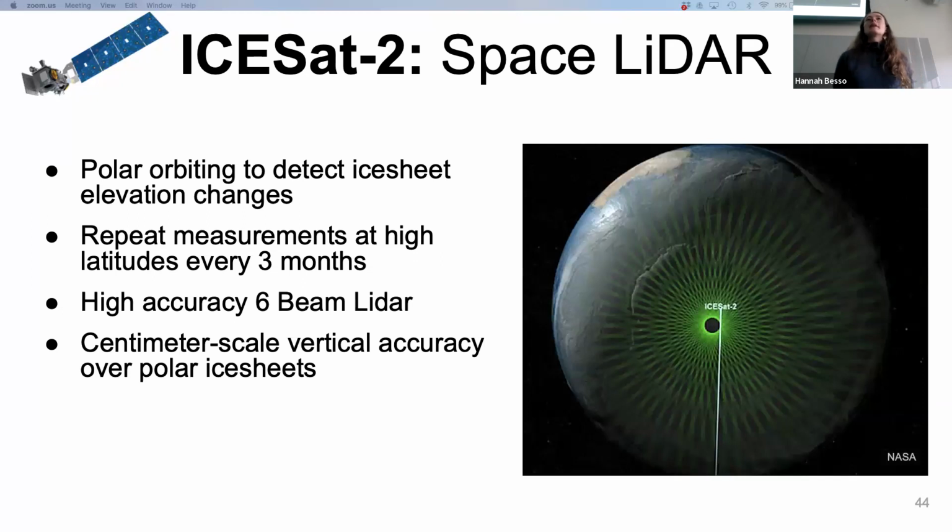And I want to highlight here, this is looking at the pole of the Earth. We get much greater spatial coverage at the poles because of that polar orbiting of ICESat-2. And as we get closer toward the equator, because of the curvature of the Earth, those measurements get spaced out in space. So we get lower spatial density of measurements and not repeat measurements.